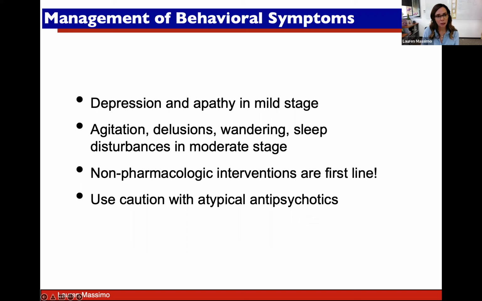I always caution, sometimes atypical antipsychotics are warranted when individuals become severely agitated or when there's a safety concern, but be very careful with atypical antipsychotics, because there is an elevated overall mortality rate and an elevated risk of sudden cardiac death related to prolonged QT syndrome. So always use these very conservatively, start low and go slow. Non-pharmacological interventions are really the first line. I'm going to talk about those on the next slide.